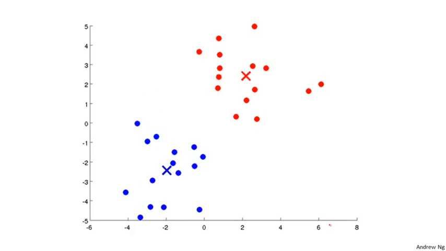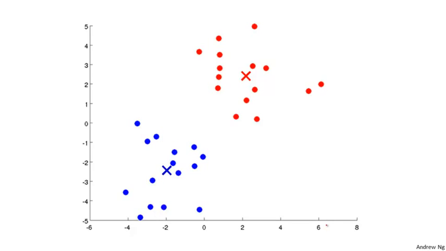And we're done. In fact, if you keep running additional iterations of k-means from here, the cluster centroids will not change any further, and the colors of the points will not change any further. And so at this point, k-means has converged, and it's done a pretty good job finding the 2 clusters in this data.